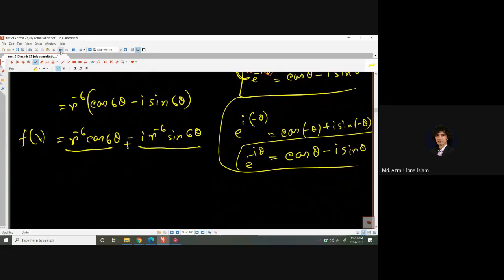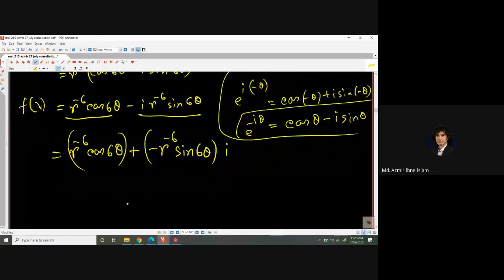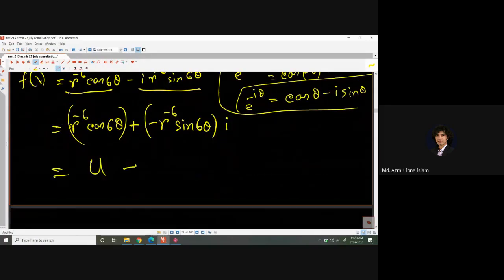Now we have the form a plus b i, because subtraction is one kind of addition. So here we can see that r to the power negative 6 cosine 6 theta plus negative r to the power negative 6 sine 6 theta i. Now we have u plus vi. So this is f of z.